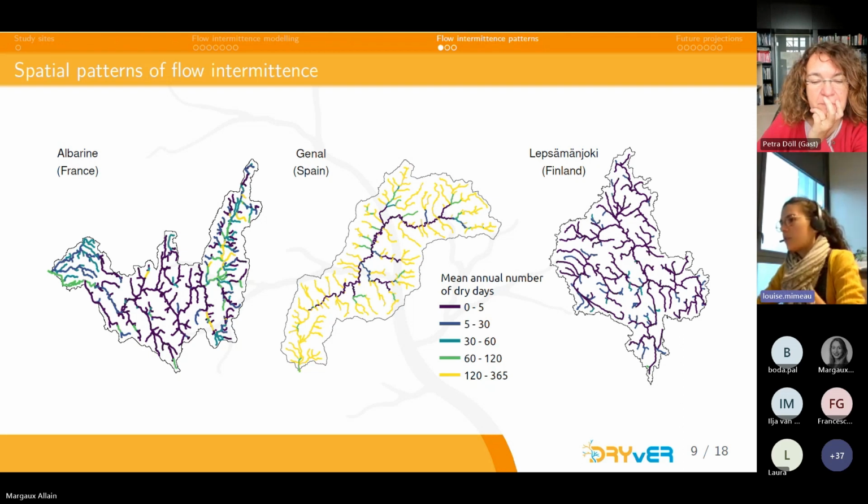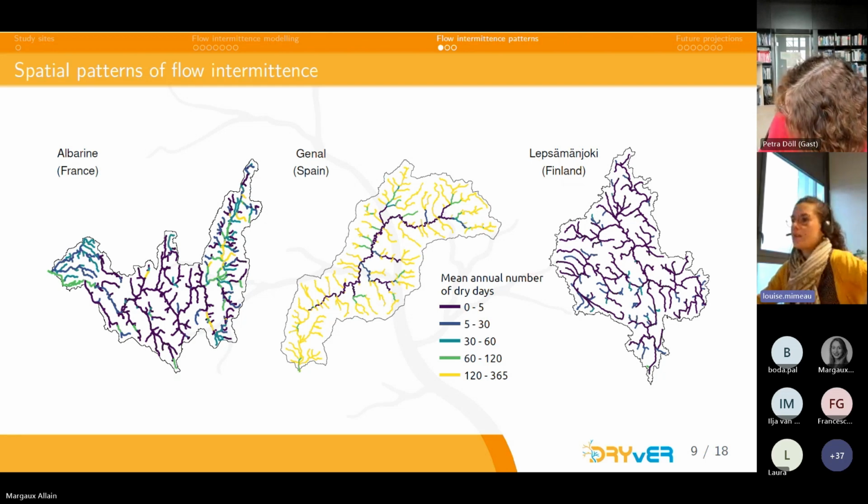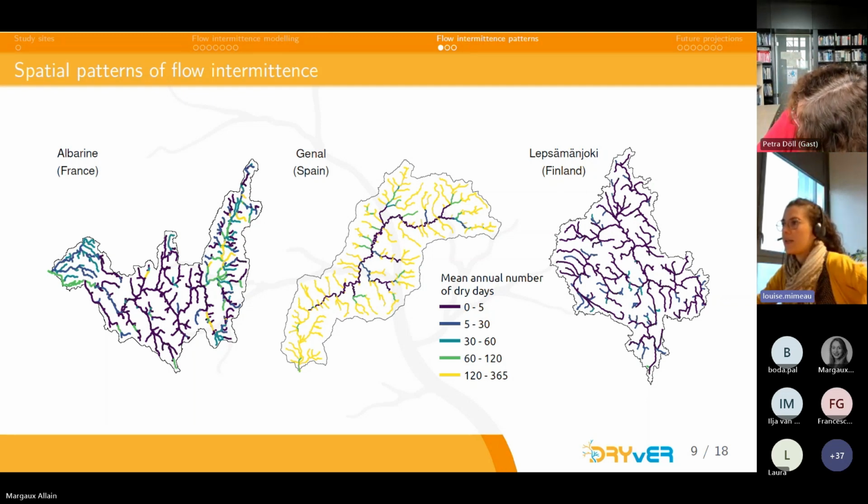And for the Finnish catchment, you can see that as it has a more humid climate, we have mostly perennial reaches, except for the small tributaries that sometimes can dry a few days per year. Next, please.